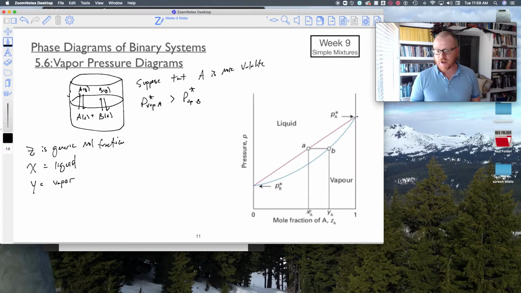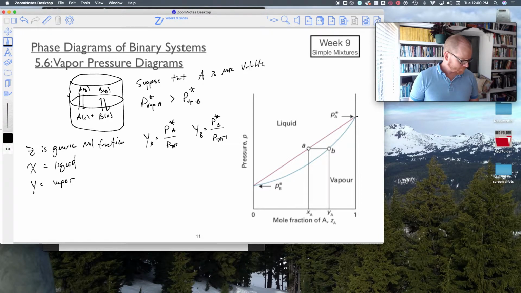But we also notice that we have here the mole fraction of A in the liquid, and we have the mole fraction of A in the vapor. So in other words, YA is really going to be the vapor pressure of pure A divided by the total pressure at any point along this line, the total pressure of the solution. And of course, YB is the vapor pressure of pure B divided by the total vapor pressure.